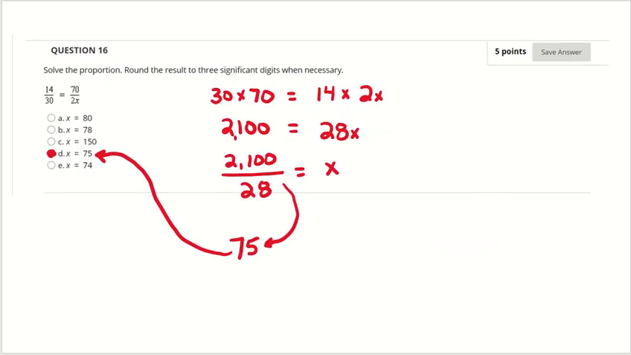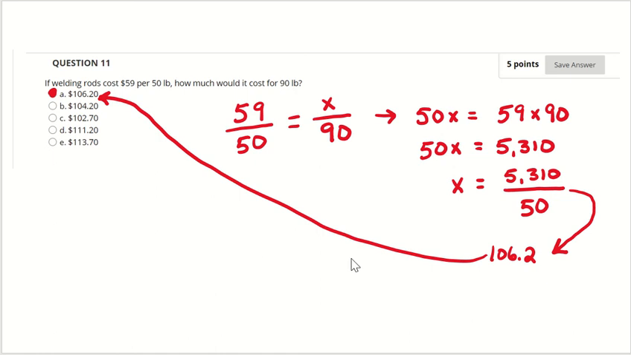And here is the first question that we're going to do that is on the actual quiz, question number 11. I warn you that the answers are not always in the same order, but you will find the answer $106.20. Here it's asking if welding rods are $59 for 50 pounds, how much would 90 pounds cost? Here is the equation that we need to use. 59 over 50 is equal to x over 90.